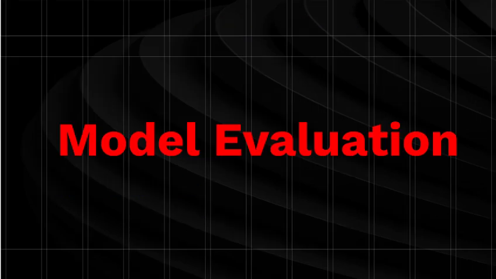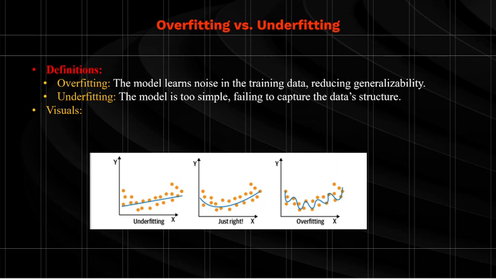Then we have model evaluation, overfitting versus underfitting. Overfitting is when the model learns noise in the training data, reducing generalizability, and underfitting is when the model is too simple, failing to capture the data structure. So overfitting is when a model performs well with training data but performs poorly with testing data. And underfitting is when the model performs poorly with both training and testing data. You can see the visual graph of underfitting and overfitting.